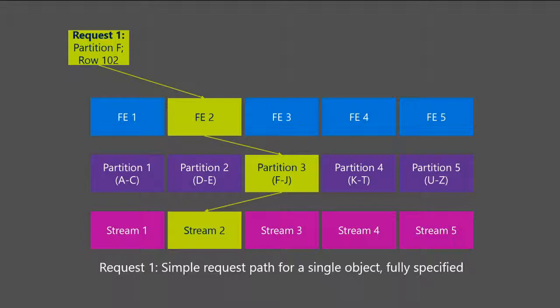Partition server 3 is the one that is handling that request. It knows where to find the data, and so it can handle that. And then the data in this case happens to be on stream server 2, could be anywhere.